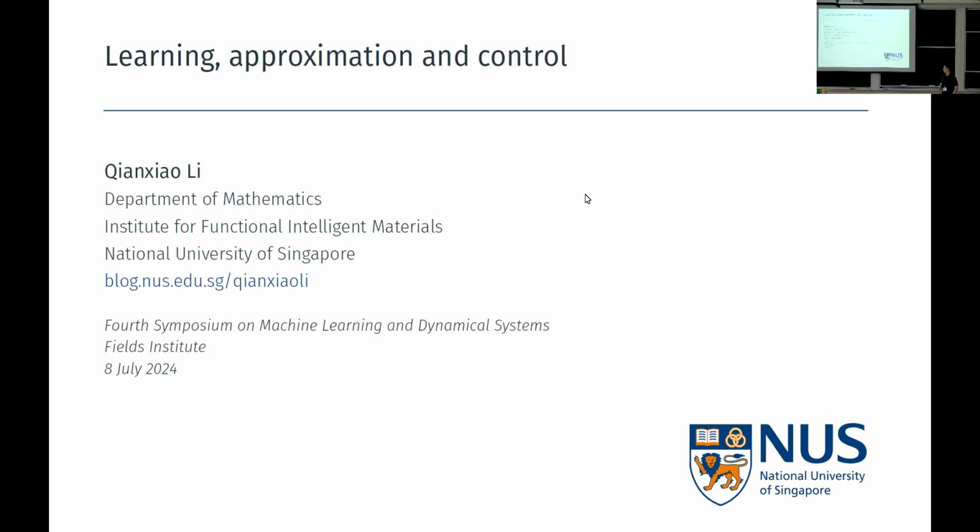So I'm Qianxiao Li, and today I'm going to talk about something that's a bit different in spirit from the rest of the talks up to now. Instead of talking about how machine learning or deep learning can help us do estimation, prediction, and control problems, I'm going to talk about something in the spirit of the reverse direction, which is what dynamical systems and control theory can help us understand about certain interesting aspects of deep learning theory.